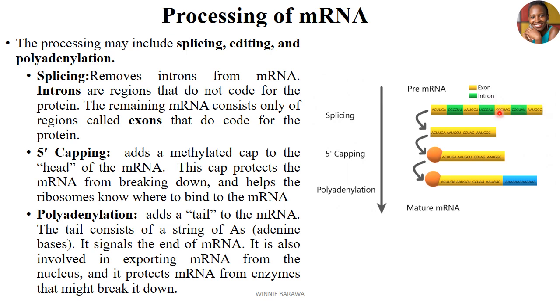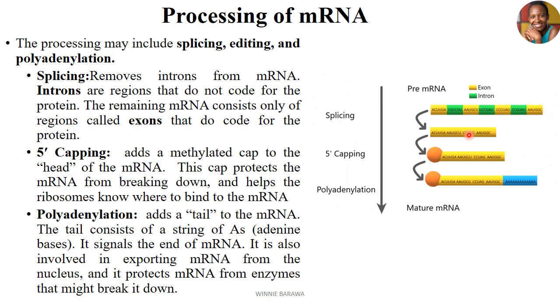So here's our pre-messenger RNA, or the one that is not mature, and it has exons and it has introns. The intron areas do not code for any proteins, and so we will have to remove these during the splicing. After removing them, we will have a messenger RNA that contains only the exons. And the exons are portions of the RNA that will code for proteins.